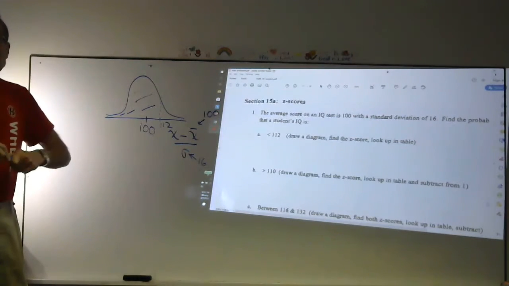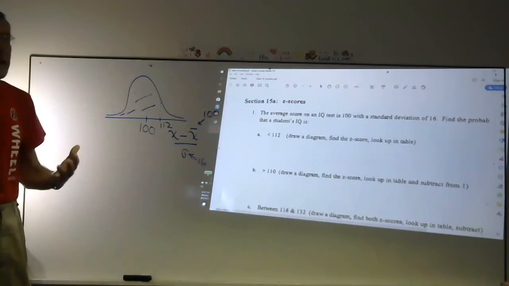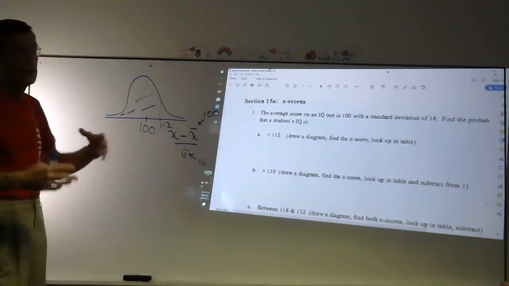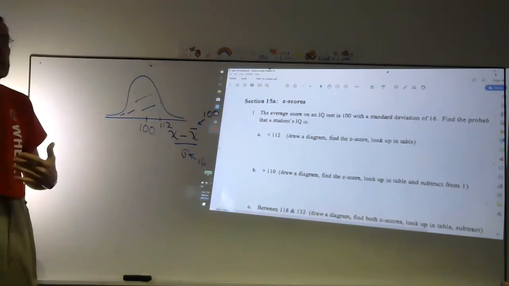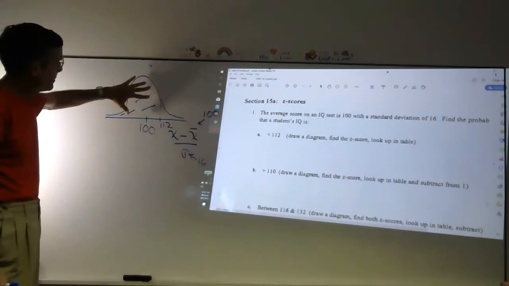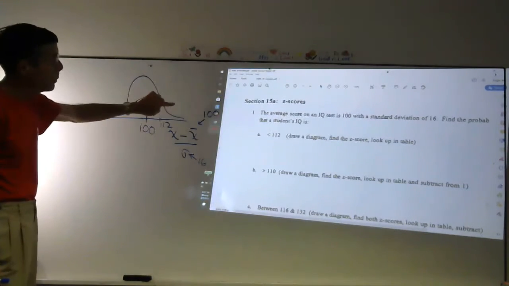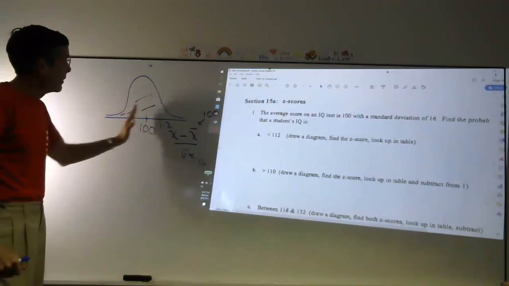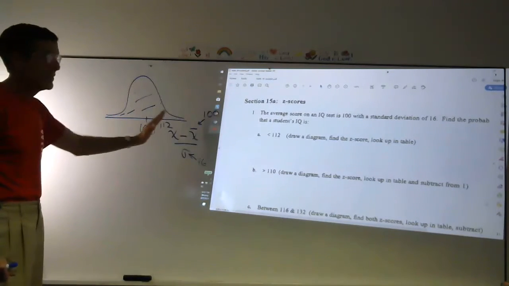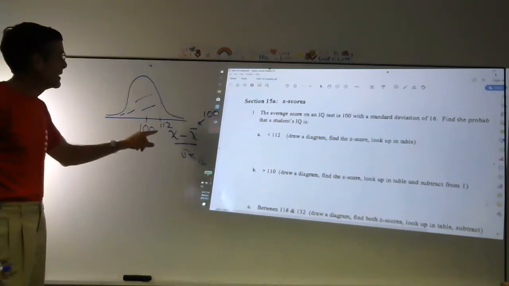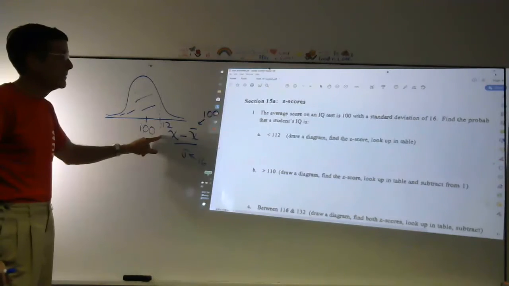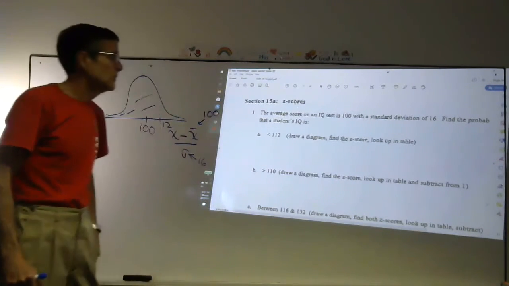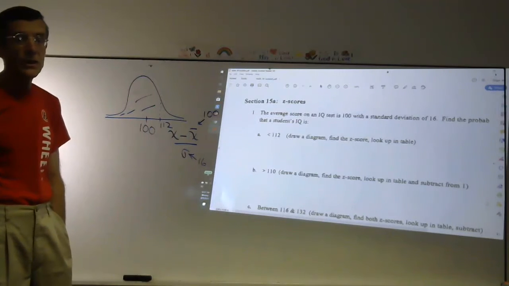In Introduction to Statistics, you'll get more and more background on why this works and what's going on here. It's kind of beyond the time and scope of the course we have now. But the area under this curve is 1, or 100%. If you can find all the people that have IQs below 112, that gives you the probability that a student's IQ is below 112.